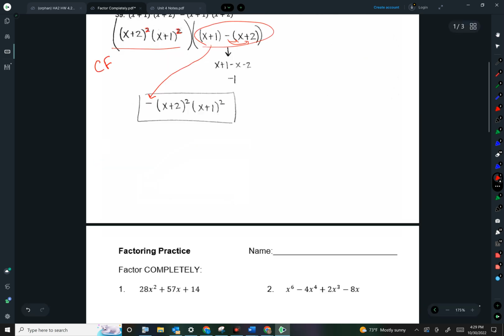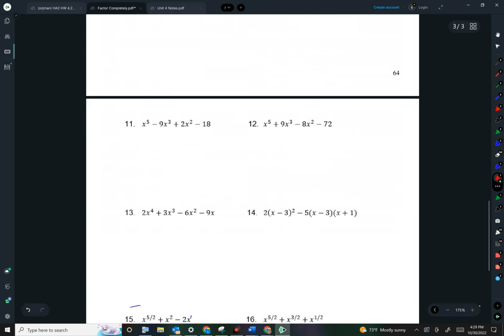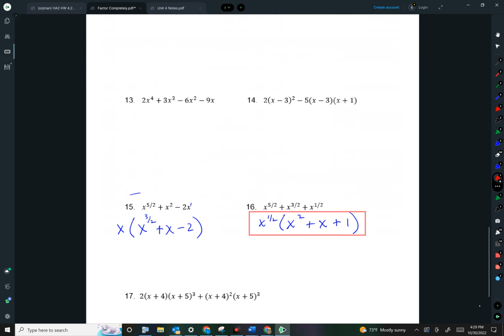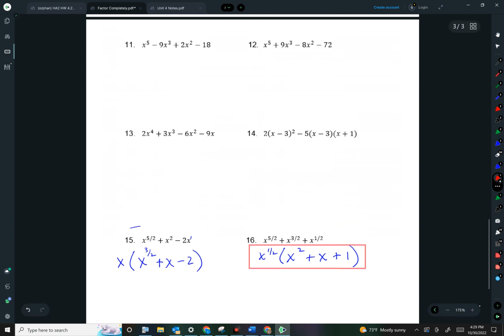Okay, so with that in mind, let's go down and look at, well, how about we start with number 14? Let's look at number 14. I see all the parentheses. When I look at number 14, I see two terms. This is all one term, and this is all one term. Okay, so what's common to both? Well, do you see that they both have a parenthesis of x minus 3? So we could take out an x minus 3. Okay, that's my common factor.